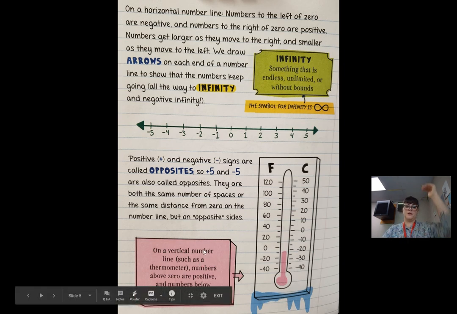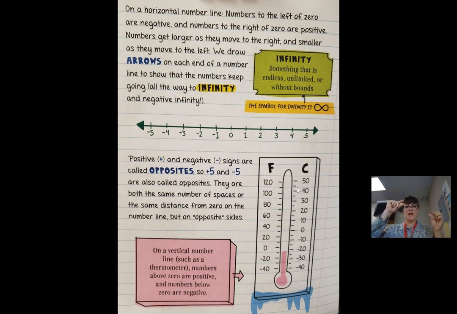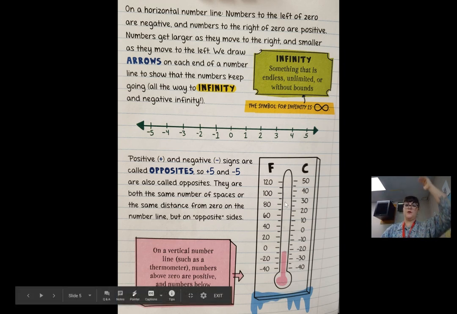On a vertical number line, such as a thermometer we have here, on the left is Fahrenheit, that's what we use here in the US. I think most of the world uses Celsius. I need to look into that. But you still have the same thing, just take your number line and, well, I guess I really should say it this way. You have your 0, and then above 0 are your positive numbers, and below 0 are your negative numbers.